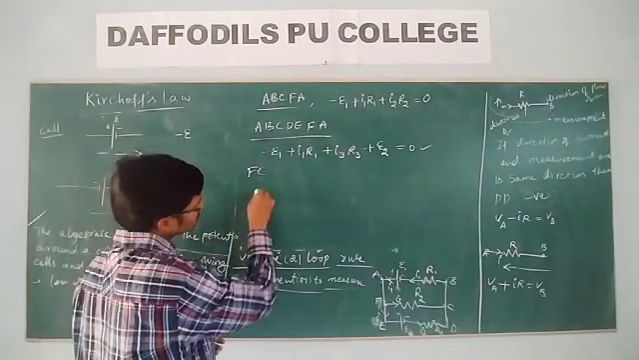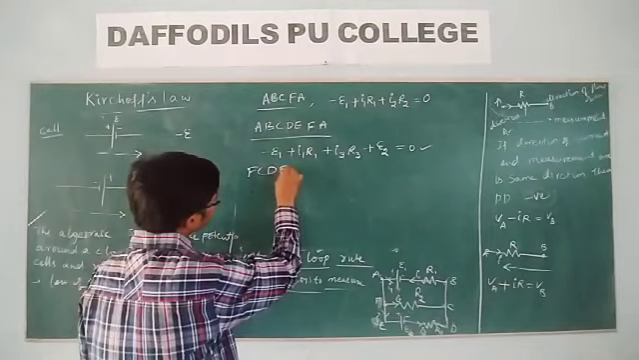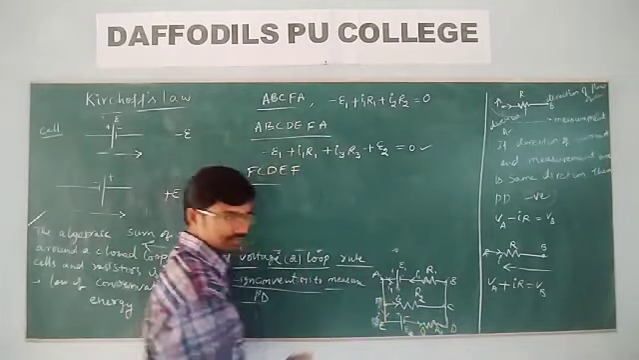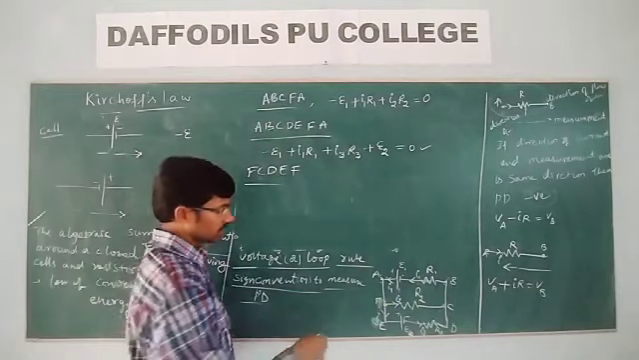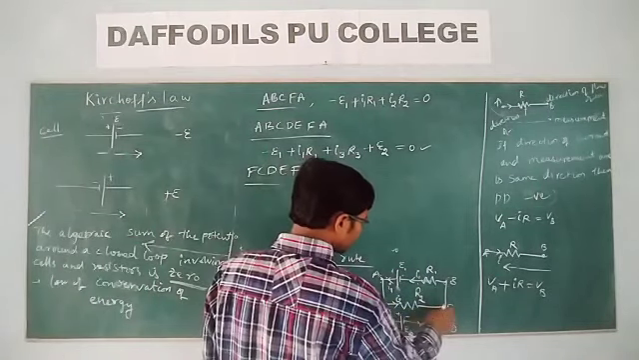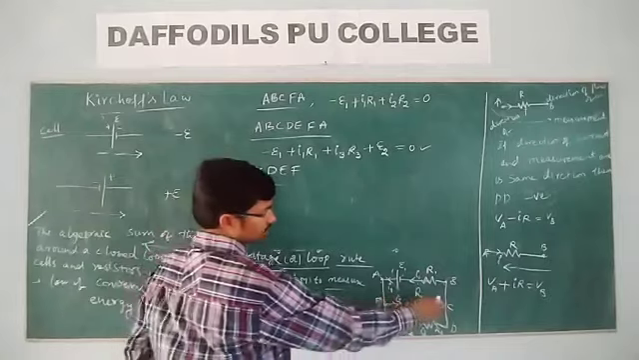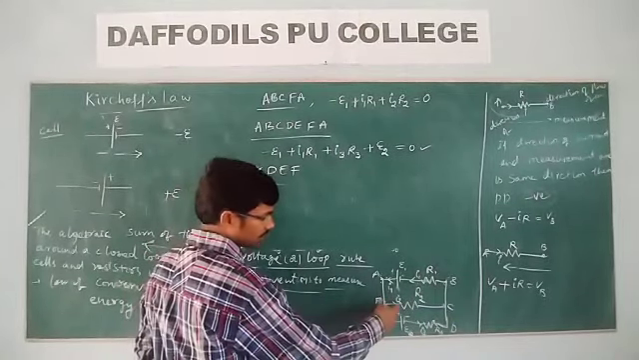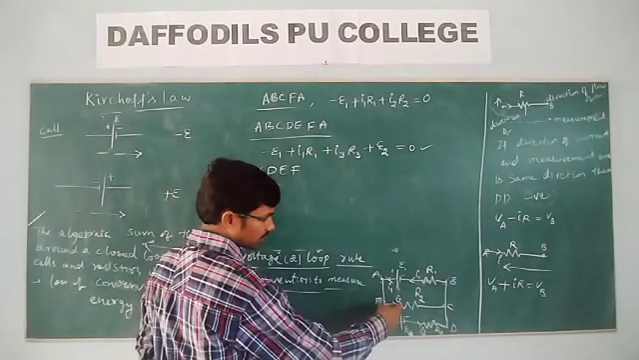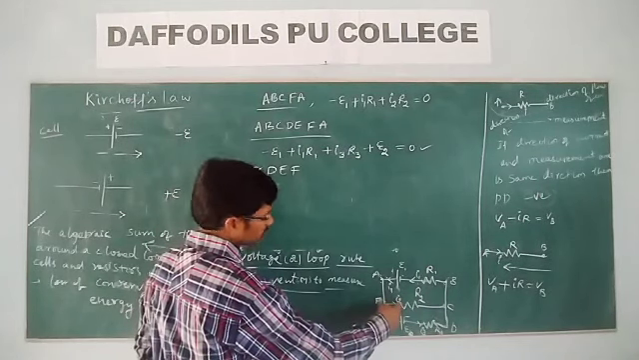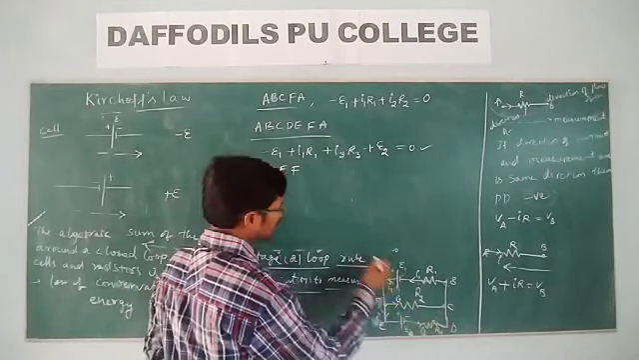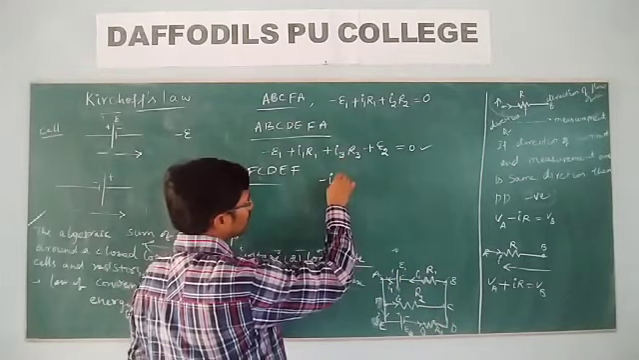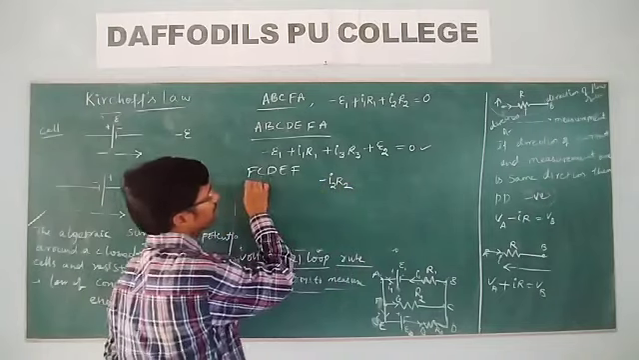For FCDF, when the current is flowing from F to C, the direction of the measurement and the direction of the current are the same. And here the I2 current is flowing, and the direction of measurement is the same. Then what do you have here? Minus I2 R.